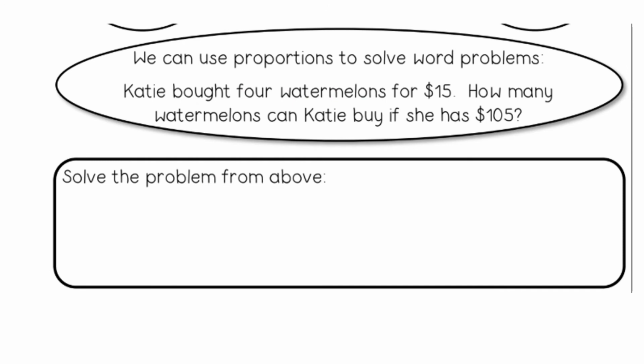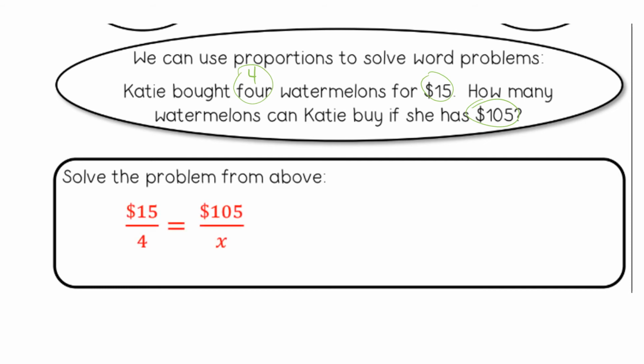So we can use proportions to solve word problems. Katie bought 4 watermelons. So here are 4 watermelons for $15. And I'll just circle some important information there. How many watermelons can Katie buy if she has $105? Okay, so we're going to try to make a proportion.